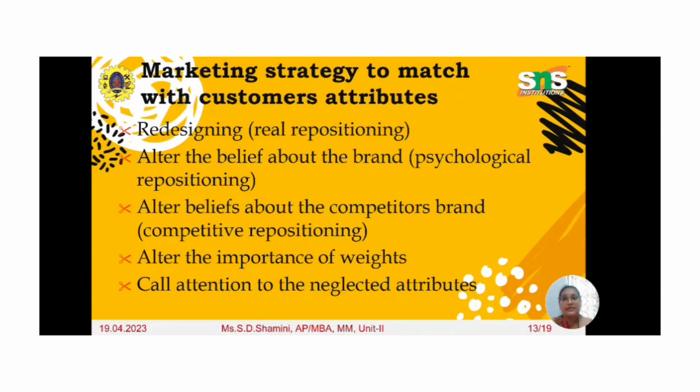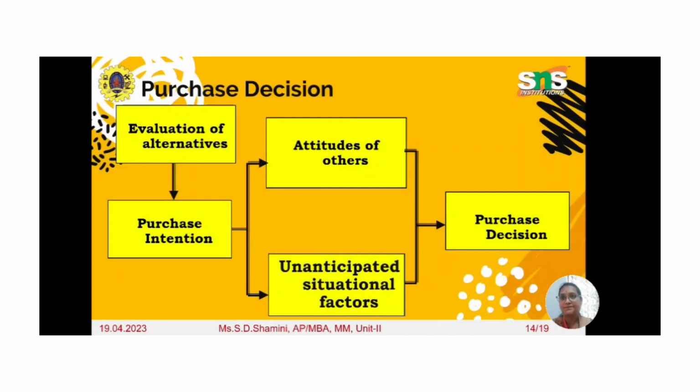And marketing strategy to match customers' attributes: based on these attributes, positioning comes in, like real positioning, psychological repositioning, competitive repositioning. This is the fourth P in the marketing mix. So based on these attributes, a company will frame its marketing strategy.